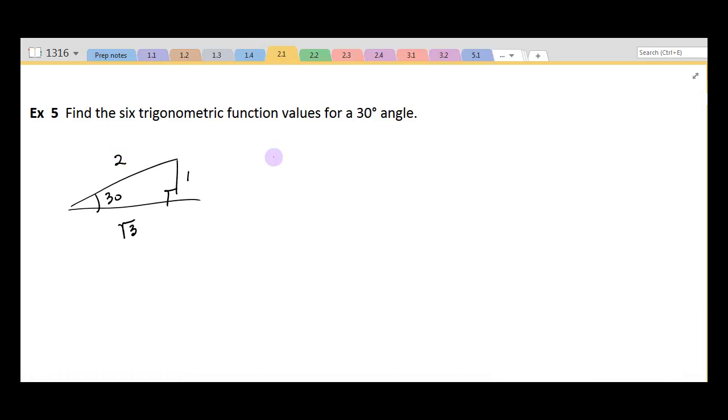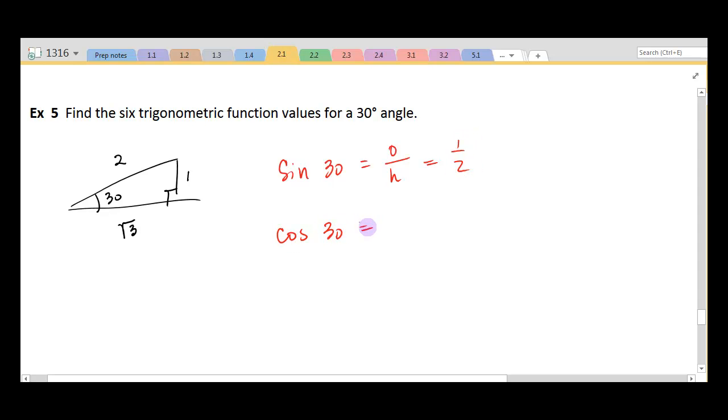So now I can find sine, cosine, and tangent. Remember that the sine of 30 is opposite over hypotenuse, in other words, 1 over 2. Cosine of 30 is adjacent over hypotenuse, or the square root of 3 over 2. Tangent of 30 is opposite over adjacent, which is 1 over the square root of 3.